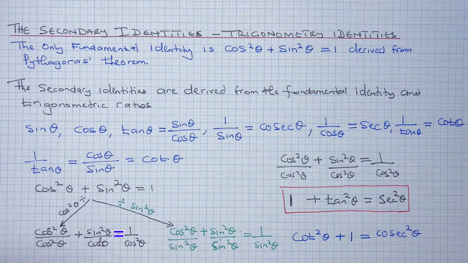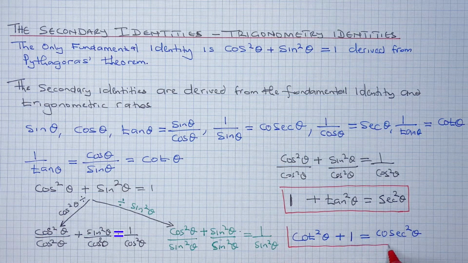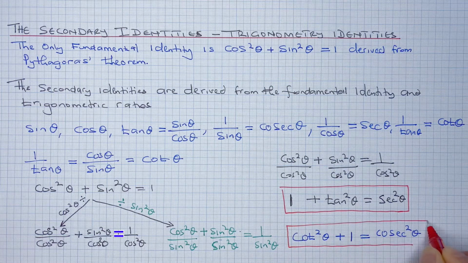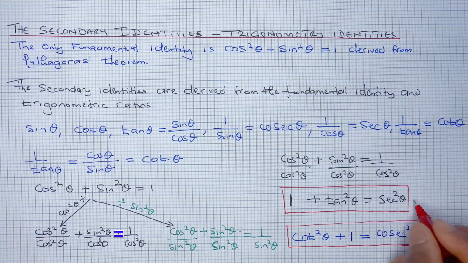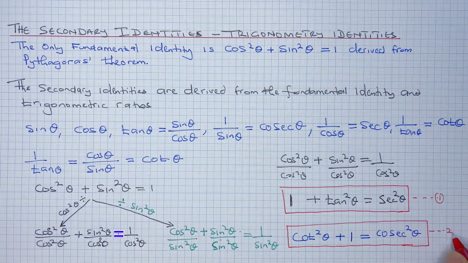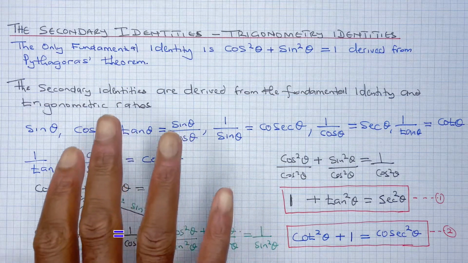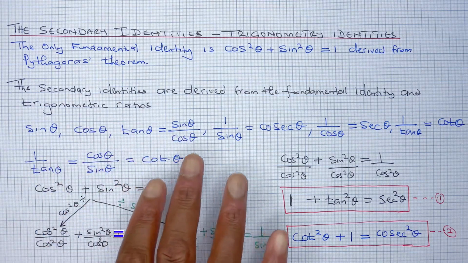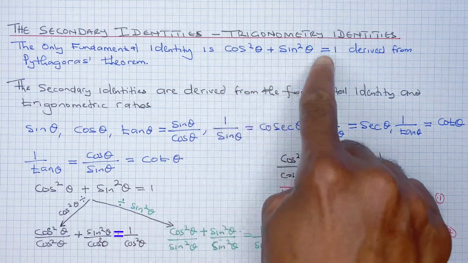And that is the second secondary identity. So that's secondary identity number 1, and secondary identity number 2. Again, we've used trig ratios and the first fundamental identity.